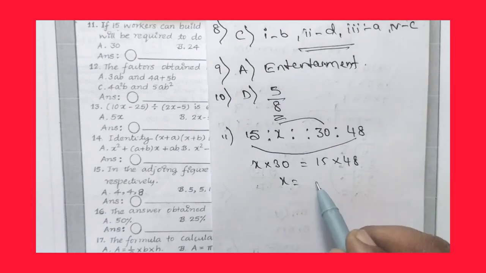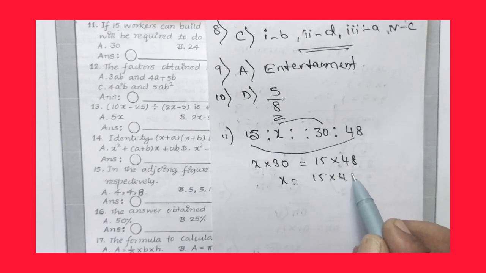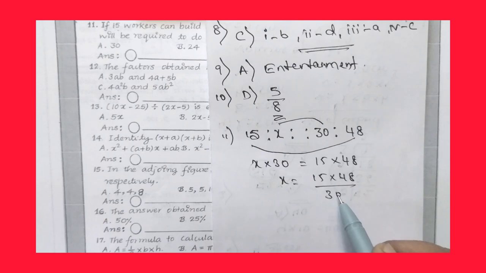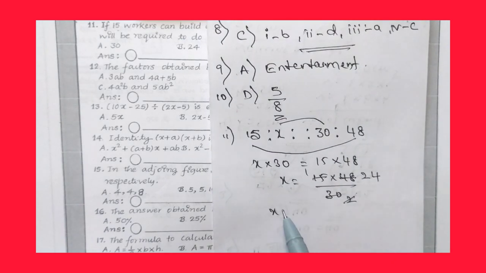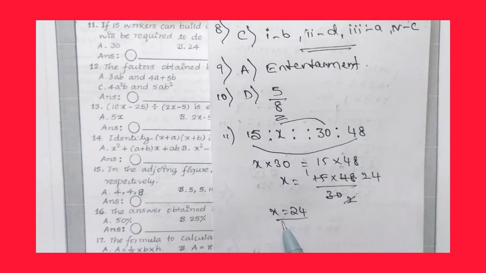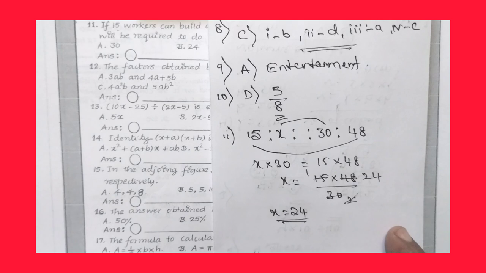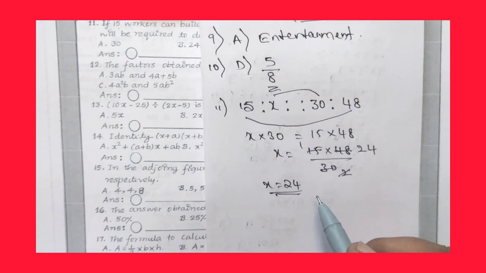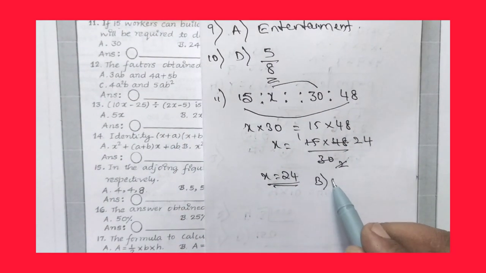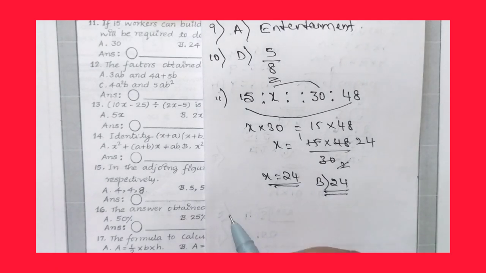So x is equal to 15 into 48 divided by 30. 15 ones are 15, twos are 2, ones are 2, twos are 2, fours are 24. So x is equal to 24. Therefore, how many workers are required? 24 workers are required for this question. Option B, 24. So for the 11th question, option B, 24 is the right answer.